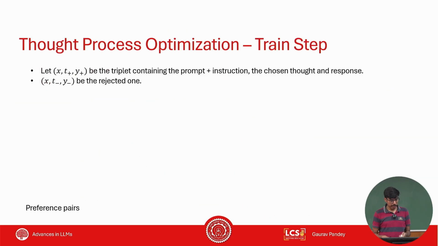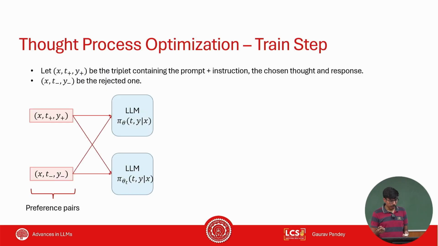And then the next step is, let's say x t plus y plus is the correct triplet, the chosen triplet of prompt, thought, and response, and x t minus y minus is the rejected triplet. So then you just do DPO. This is not an explanation of how DPO works, because that is already covered. You will take these triplets of chosen and rejected, you will feed to your LLM that you are training. This is the one that you are training, and this is the one that is fixed, theta t.